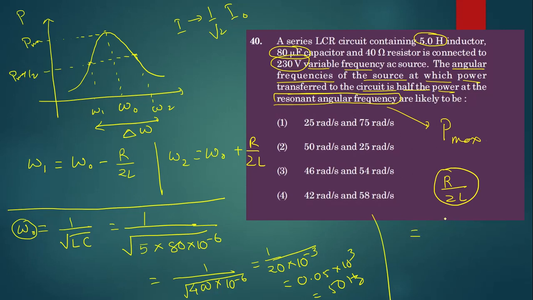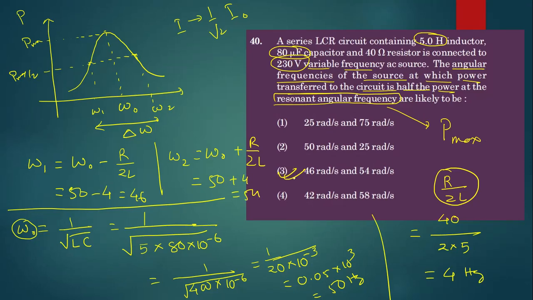Now let's calculate this term. What is R? According to the question, R is 40 and L is 5. Thereby this term will give us 4 Hertz. So the lower cutoff frequency will be equal to 50 minus 4, which is 46, and the upper cutoff frequency will be 50 plus 4, which is 54. So the answer is option 3. Let's move on.